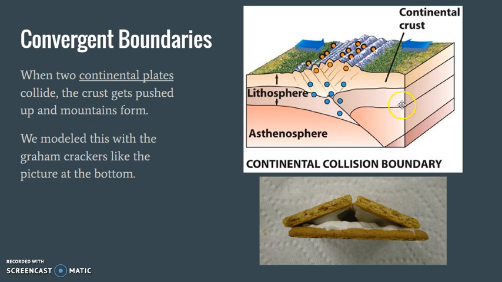When these 2 plates are colliding, see the arrows show how they're pushing together, when they collide, it just kind of folds up and pushes up like these mountains right here. And we modeled this with graham crackers. Remember when we first pushed the graham crackers together, they pushed up. That is an example of a continental convergent boundary.